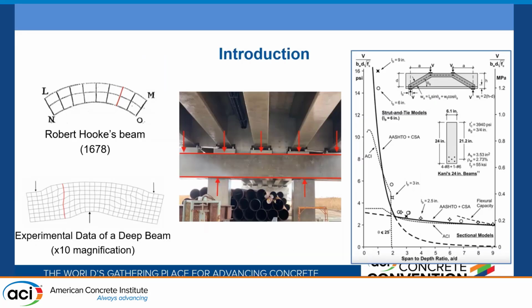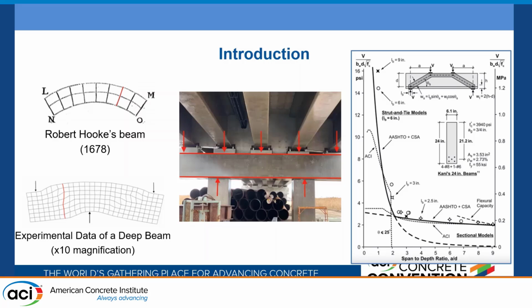So to start, what is a deep beam? A deep beam is a common structural element with a shear span to depth ratio less than around 2.5. This is commonly found in pier caps in bridges, but is also found in many building members, such as a transfer girder or a deep foundation. What's different about these members from slender beams is that they do not follow Robert Hooke's assumption that plane sections remain plane.